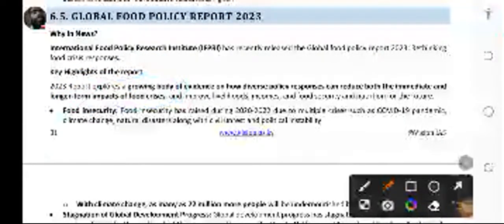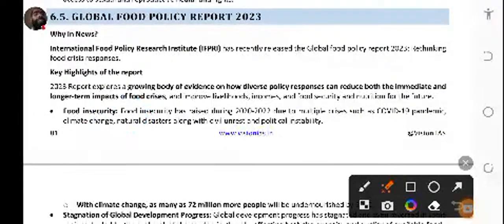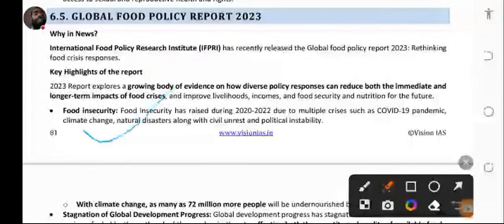The 2023 report explores a growing body of evidence on how diverse policy responses can reduce both the immediate and longer-term impact of the food crisis. They improve livelihood, income, and food security and nutrition for the future. Food insecurity has raged during 2020 and 2022 due to multiple crises such as the COVID-19 pandemic, climate change, natural disasters, along with civil unrest and political instability.